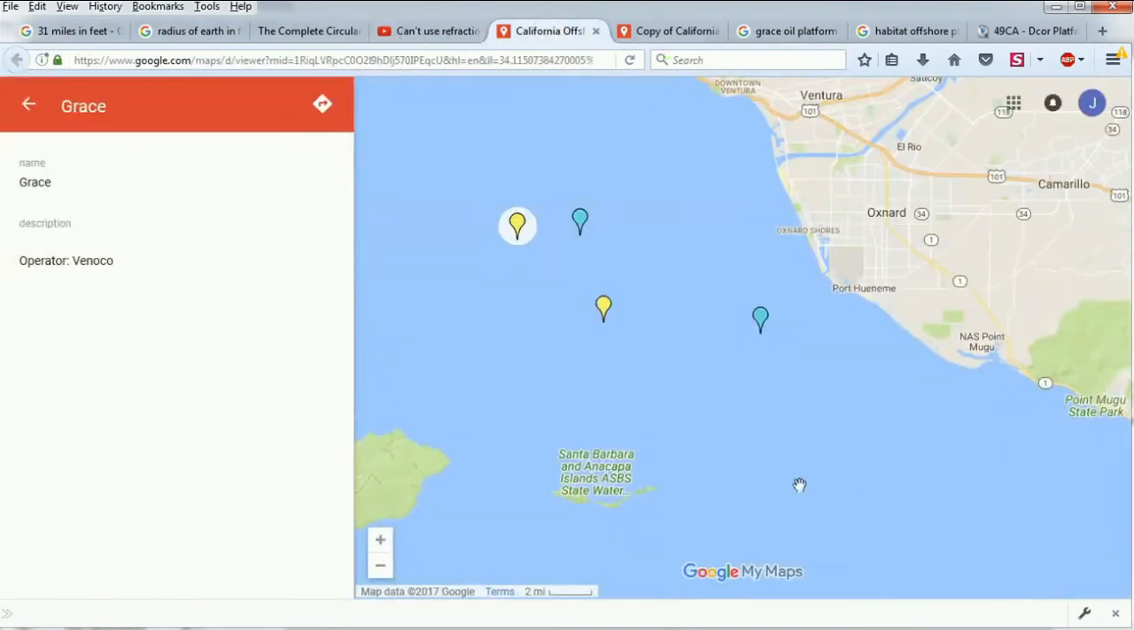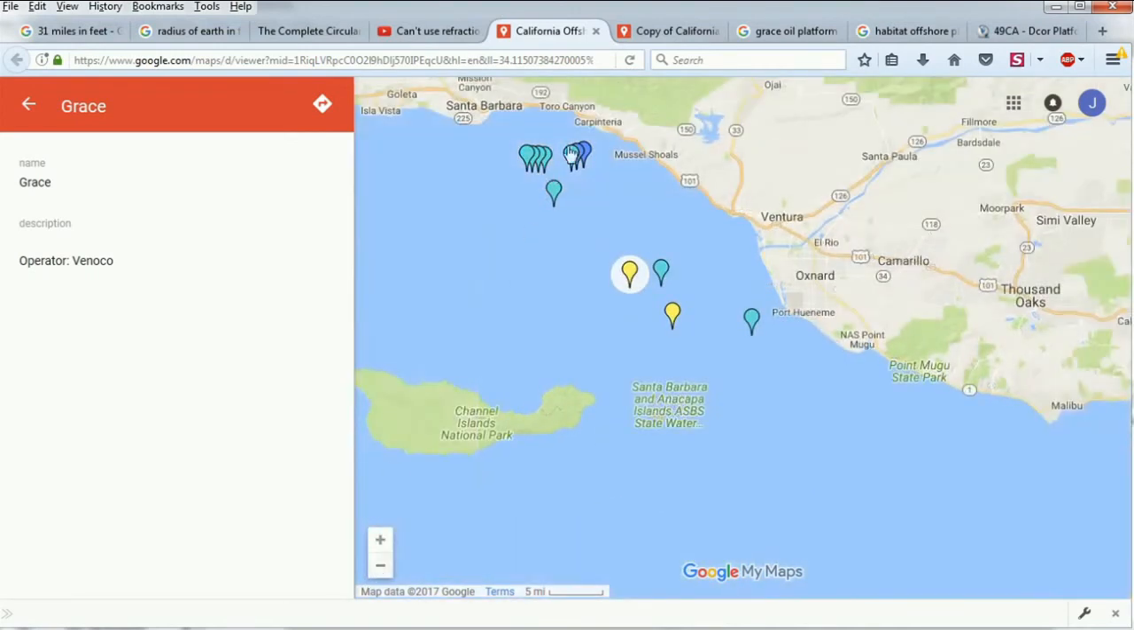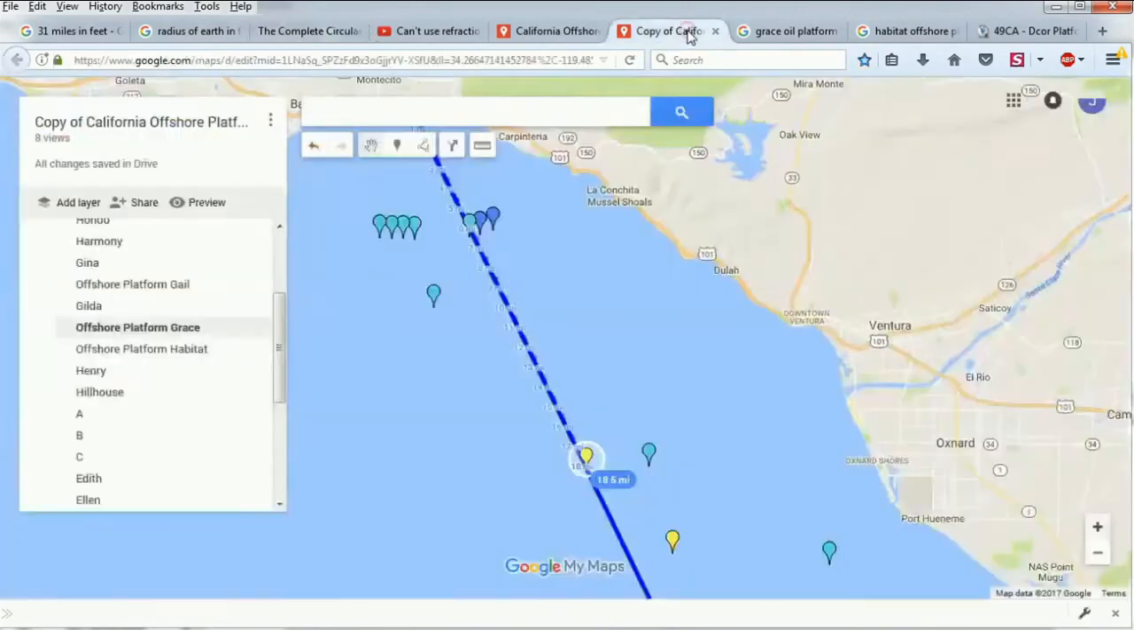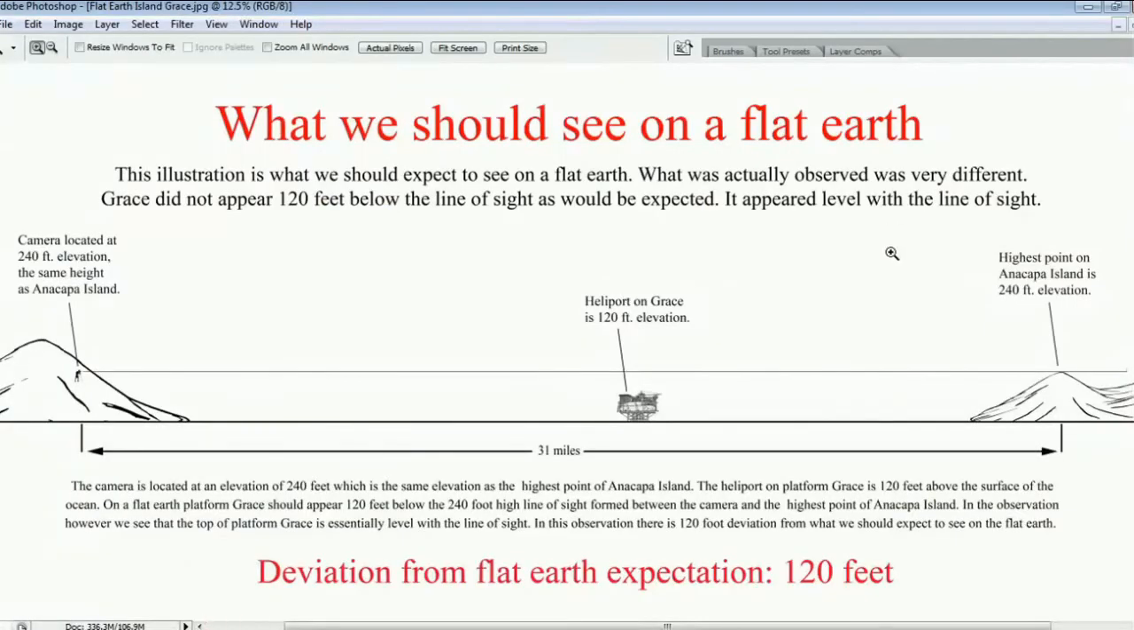I haven't missed anything. There are our maps. Platform Grace. Carpinteria's right near Summerland. It's all there. There it is, Grace. The circular arc calculator, and this is mathematical, scientific. My measurements are accurate. 18.5 miles, 31 miles to Anacapa Island. And my diagrams, I try to do them as accurately as possible.